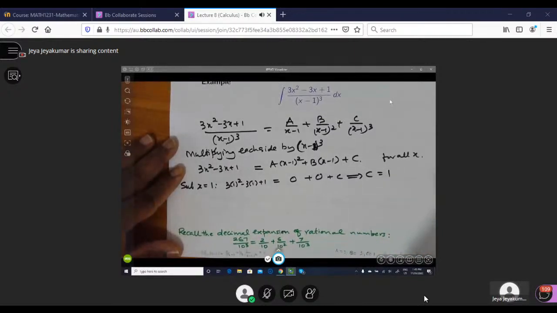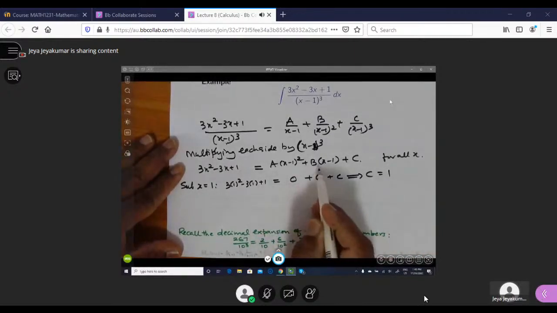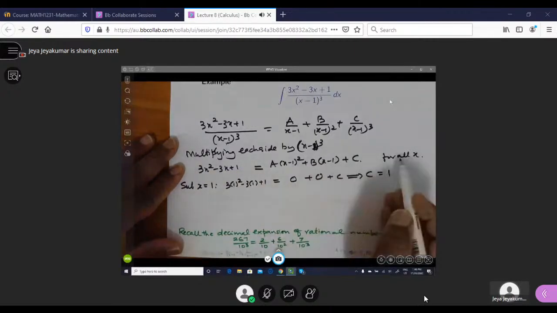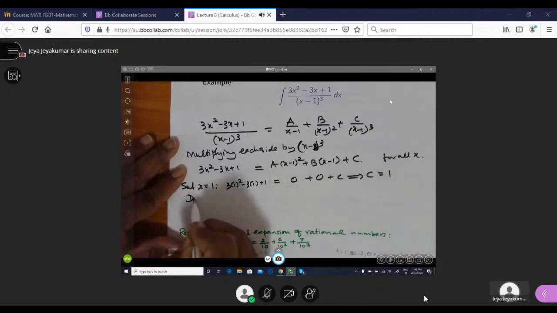Okay? Now, to find B, for example, you differentiate this and substitute x equals 1, because it's a polynomial equation true for every x. So differentiate each side.